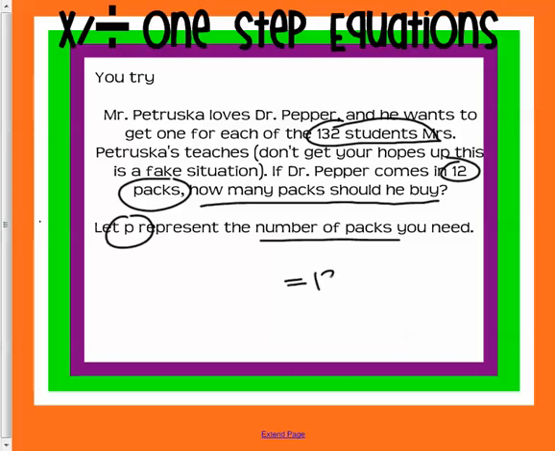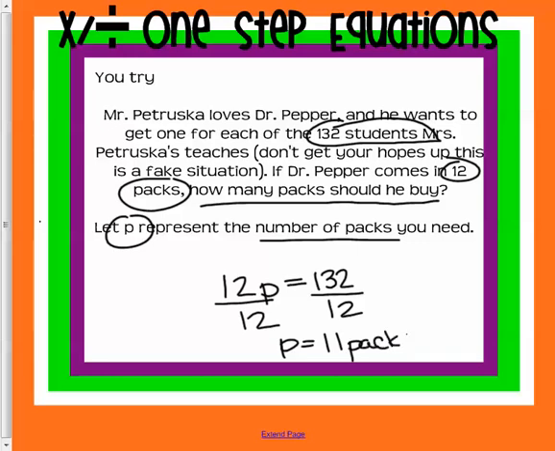Okay, so the 132 is the students, so that's the total, because that's how many cans of soda I really need. And if it comes in a 12 pack, it's 12 times P gives me 132. So I divide the 132 by 12, and I'm left with P equals 11. So 11 packs of Dr. Pepper.